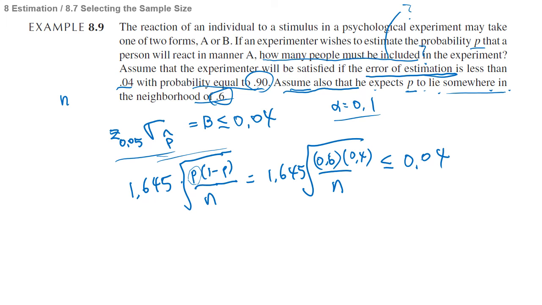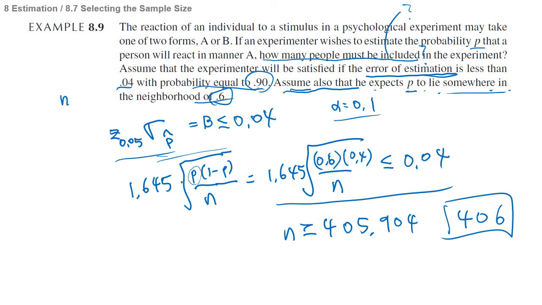And so we can solve this with respect to n. If you solve this with respect to n, you can find that this can be rewritten as n is greater than or equal to 405.904 or something. So we can conclude that we need 406 samples.